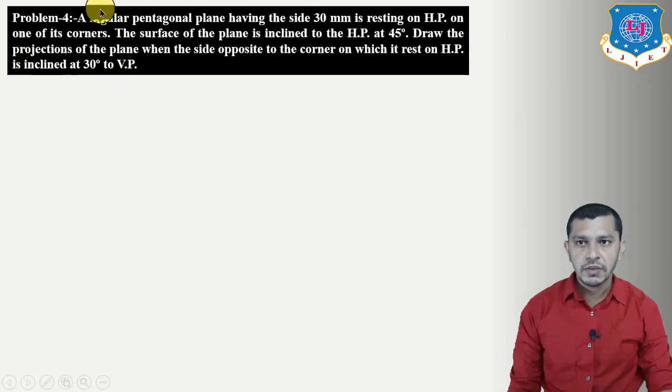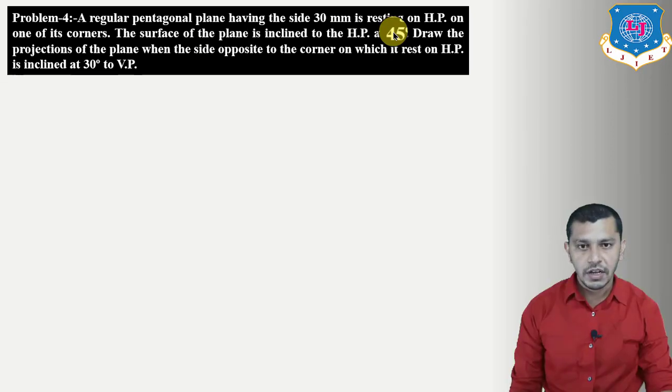So right now here the pentagonal plane is resting on HP and its surface makes an angle of 45 degrees to the horizontal plane. So to derive the first stage, we have to assume the surface of the pentagonal plane parallel to the horizontal plane and perpendicular to the vertical plane. And we have to mark the corner of the pentagonal plane on the left hand side of the drawing.